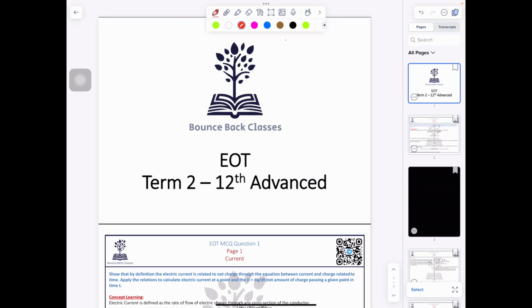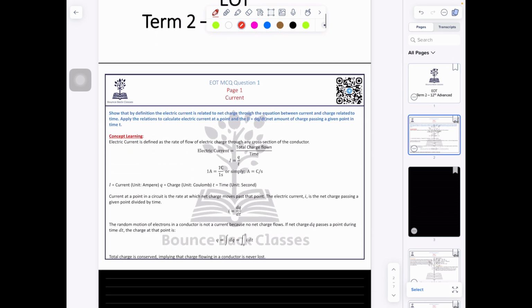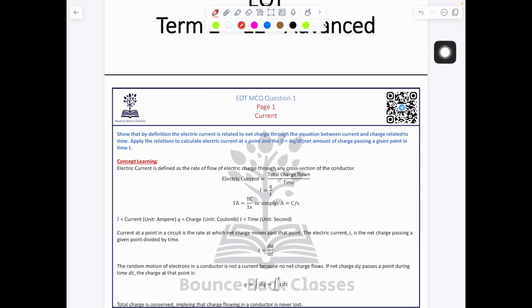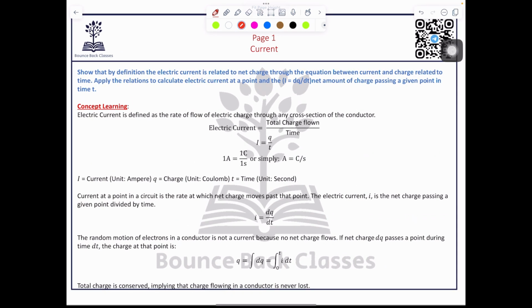Hello students, in today's class we are going to learn about the EOT, question 1 of the EOT. As per question number 1, we need to focus on what our question is and what exactly we need to study. Question 1 as per EOT: show that by a definition. We should know what the definition should be.